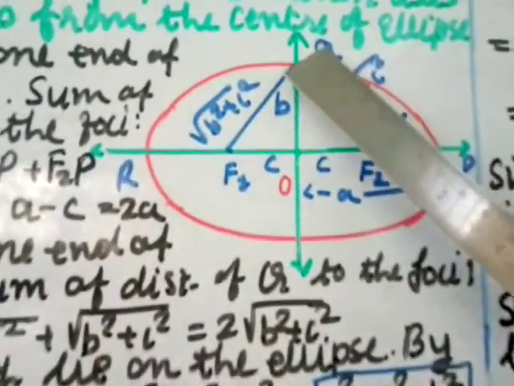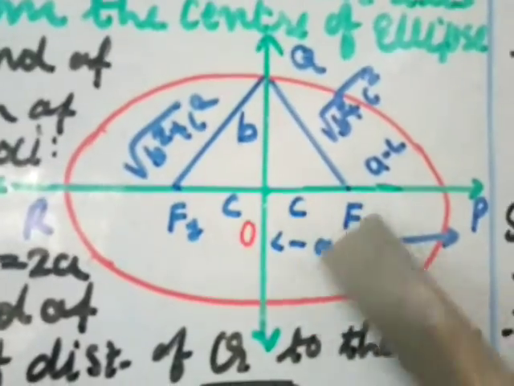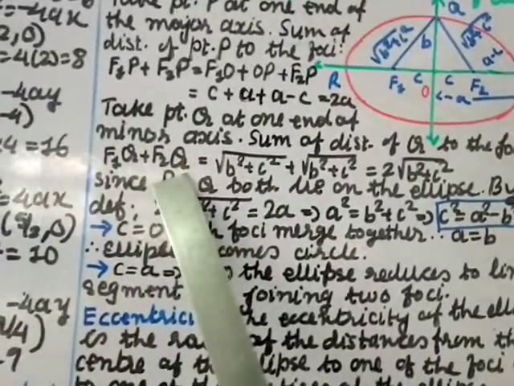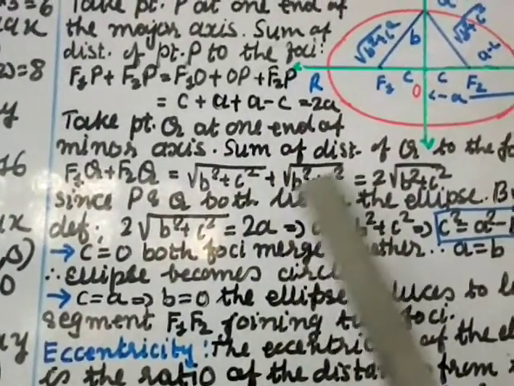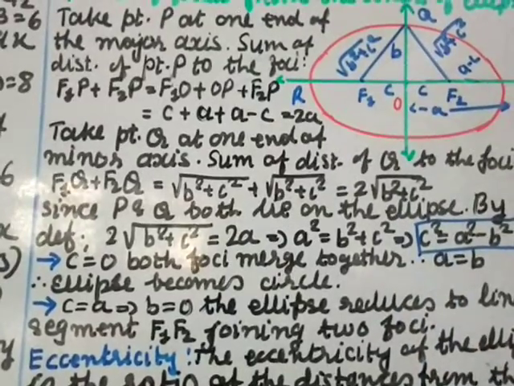You can say O, Q, O and F1. In the same way, for Q, O and F2 you apply Pythagoras and you get the distances F1Q and F2Q. So you put F1Q plus F2Q, with the values from the figure, as the square root of B square plus C square plus the square root of B square plus C square. Both are the same, so 2 times the square root of B square plus C square.